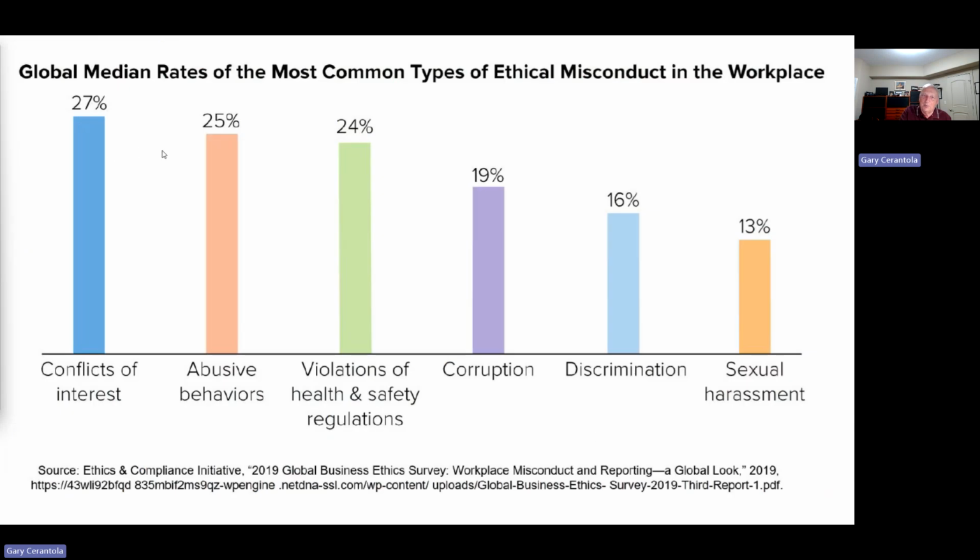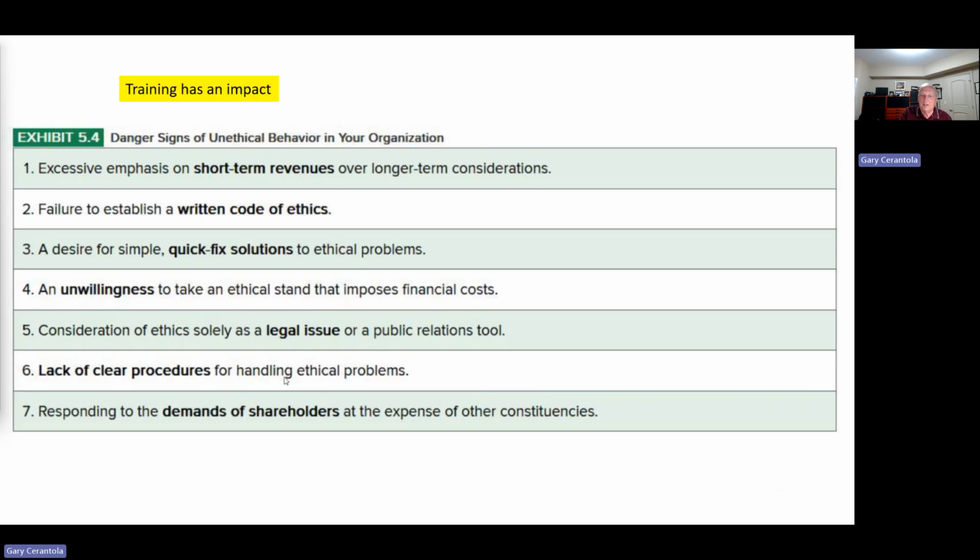But to get a perspective from a global basis, you can see where conflicts of interest are still very high. These are the most common types of ethical misconduct in the workplace. Abusive behaviors are still high, violations of health and safety. So you can see where that fits and really get a sense of where you as a manager, in terms of implementing management principles, what's key in your country, in your organization, and what you really need to deal with to make things work. But training has an impact, and this has been proven.